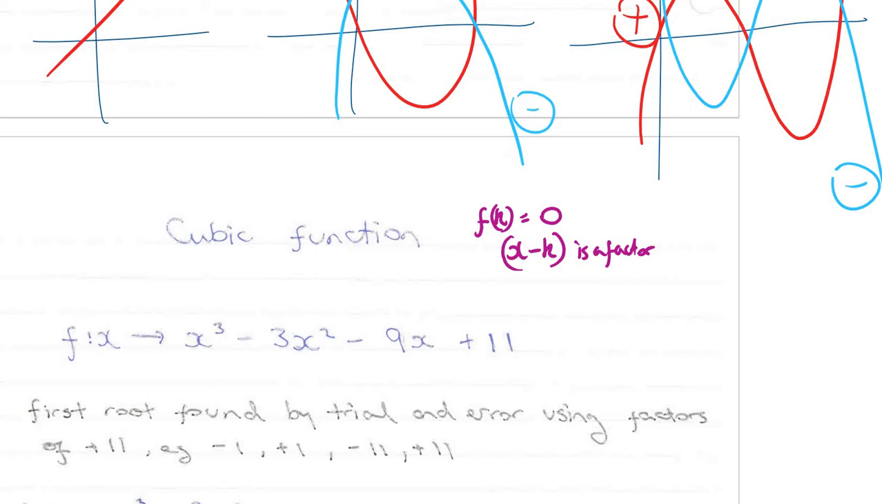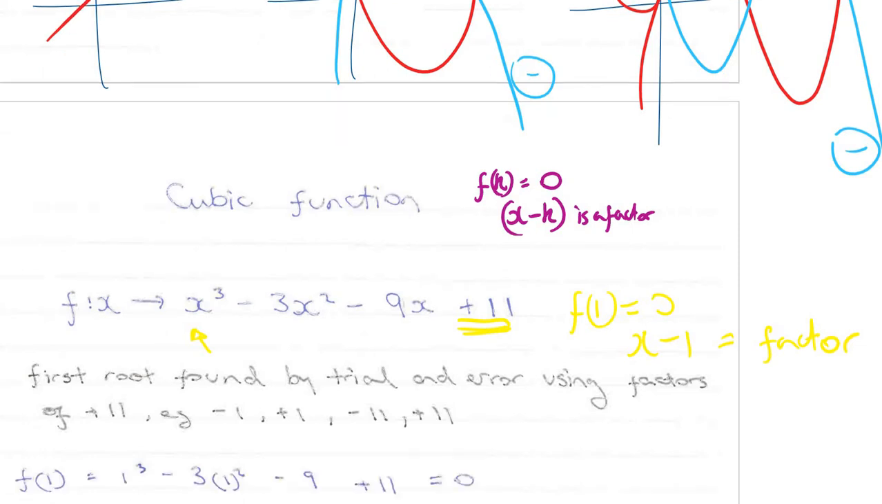As I've written here, the first root is always found by trial and error using the factors of the constant here. So factors of plus 11. So effectively what we do is we plug in the factors of plus 11 for x. So we substitute it in until we get a result equal to 0. If we get a result equal to 0, so let's say f of 1 equals 0, then x minus 1 is a factor. And we can find the other factors using long division.